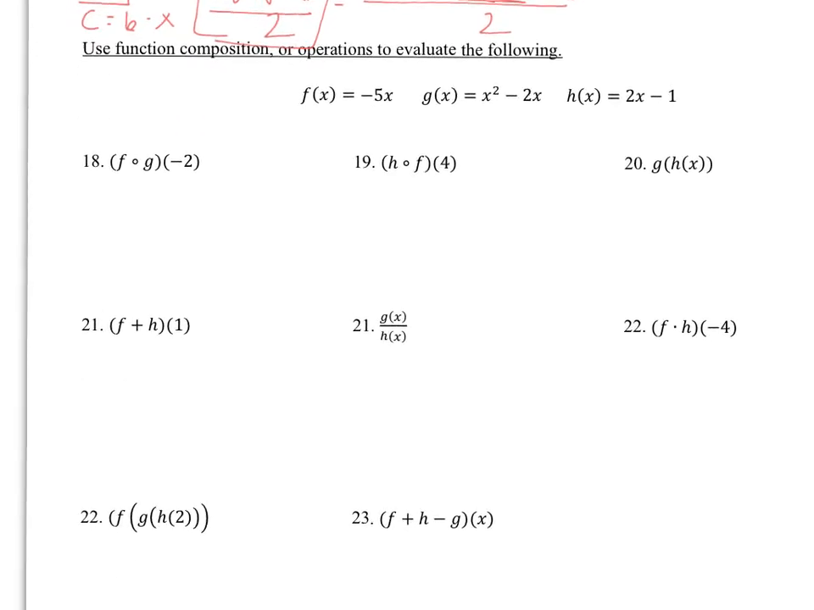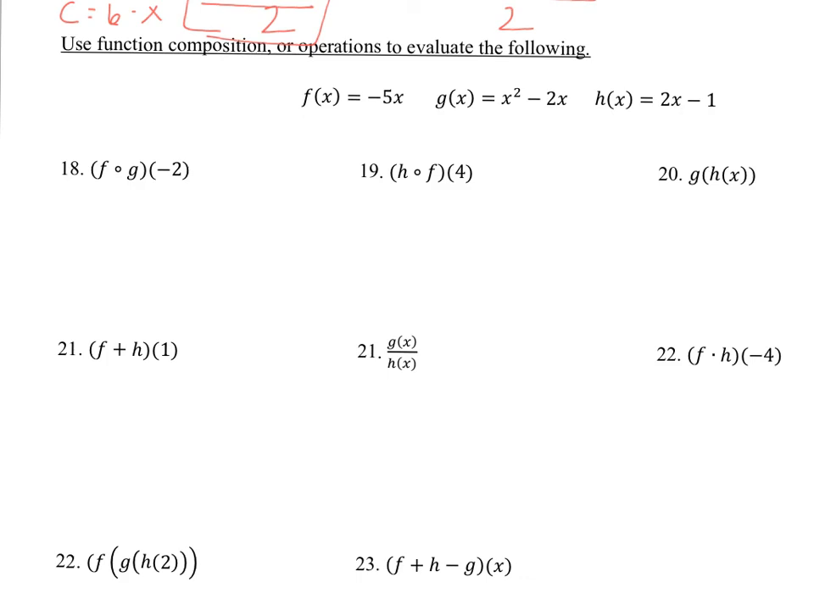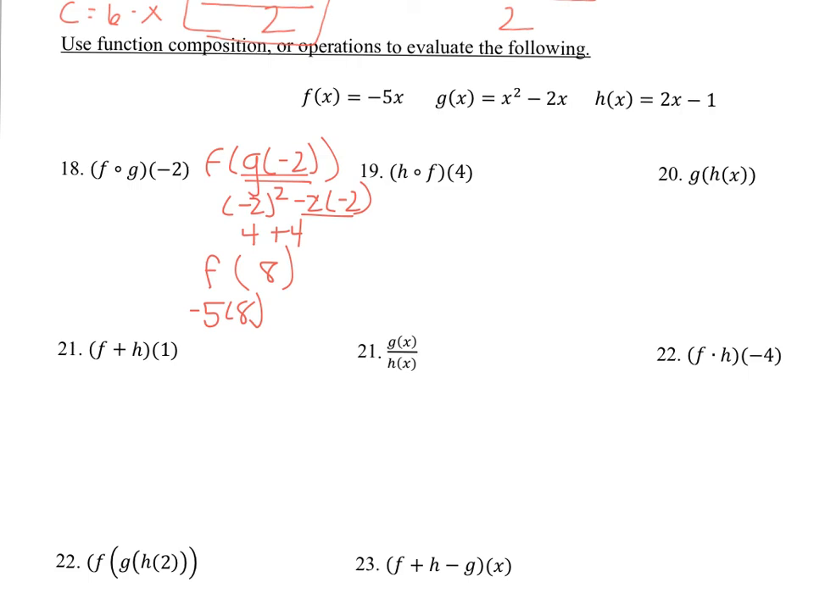So let's go ahead and do some function composition problems. So f of g of negative 2. So I'm going to evaluate g of negative 2 first. So I have negative 2 squared minus 2 times negative 2. Negative 2 squared is 4. Negative 2 and negative 2 make positive 4. That's 8. I'm now going to evaluate f of 8. So negative 5 times 8, that's going to be negative 40.